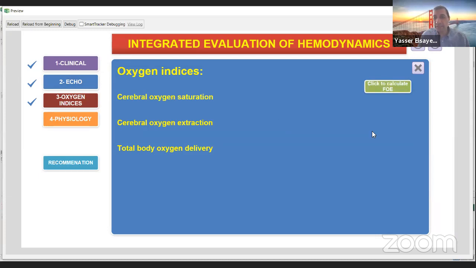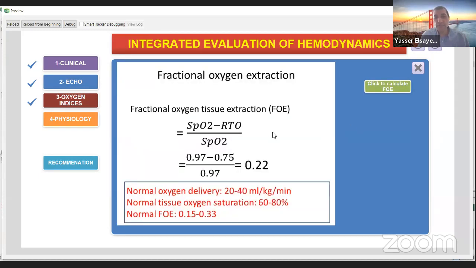And you can get a very easy calculation: you need the difference between the pulse oximetry and the near-field spectroscopy, divided by the value from the pulse oximetry. Again, you will get the fractional oxygen extraction, which reflects the second level of compensation, which is autoregulation. If you have this number high, beyond 0.33, it means that the autoregulation has been lost, because the third mechanism after the lost autoregulation is to increase extraction.